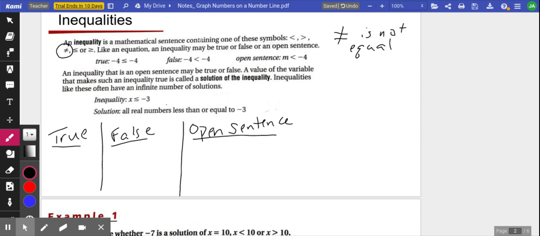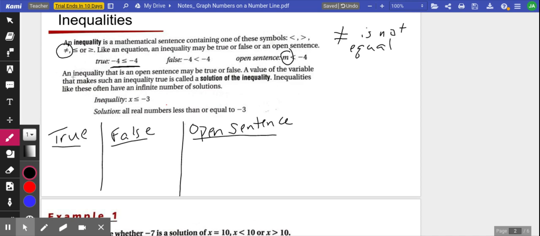So like an equation, an inequality may be true or false or an open sentence. So first of all, this one's true because -4 is less than or equal to -4. It's actually equal. This is false because -4 is not less than -4. It's equal to. So the difference between these two, this one has the equal sign underneath, so that makes this true, and this one does not. So this is an open sentence because it has a variable in it. So m is less than -4. It's open because there are a lot of different options for what m could be. An inequality that is open may be true or false.